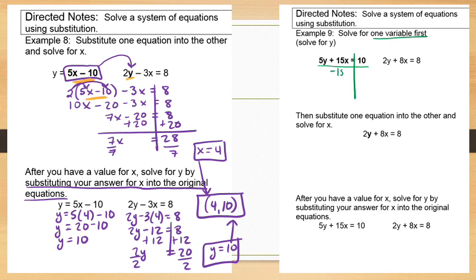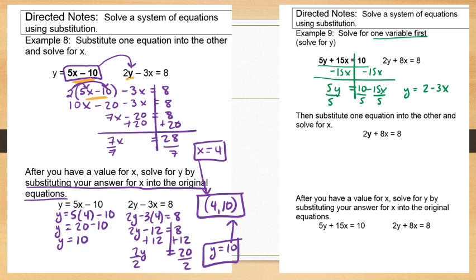So I'm going to subtract 15x from each side. That would give me 5y equals 10 minus 15x. I'm going to divide both terms by 5. So y is going to equal 2 minus 3x.